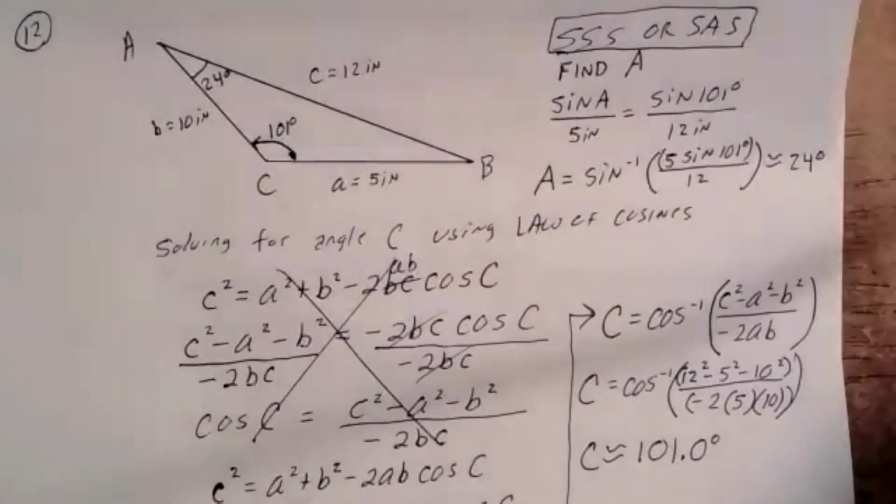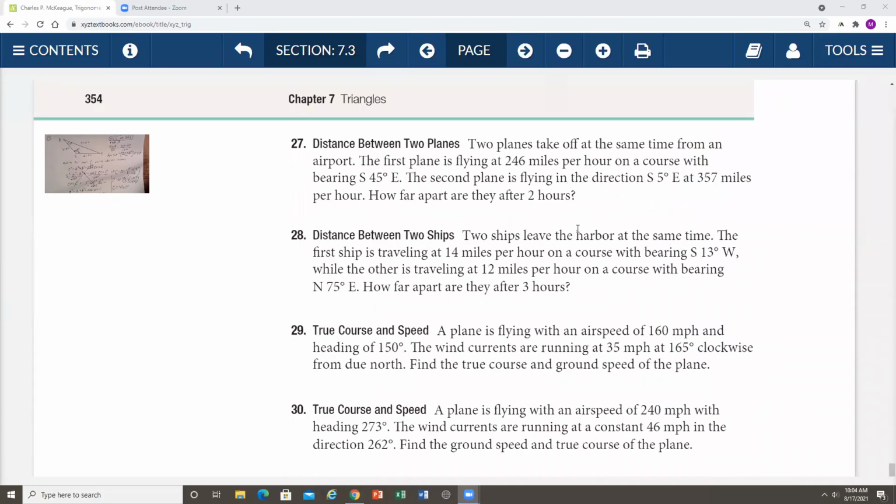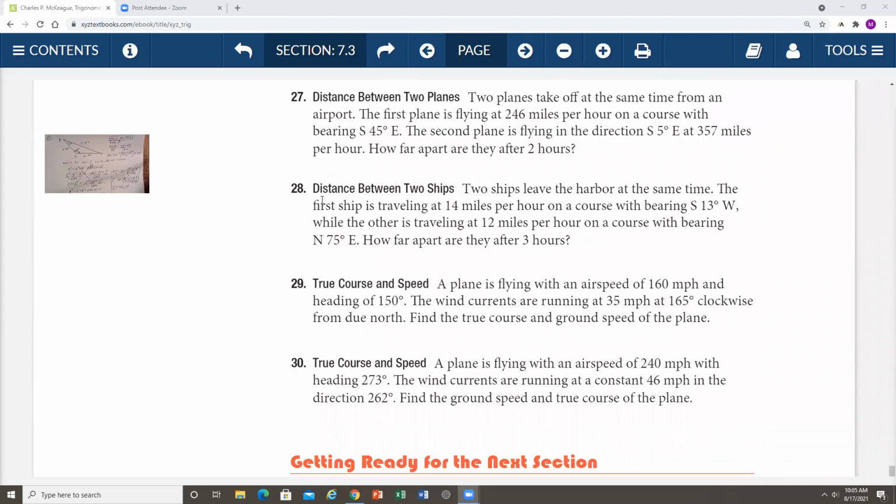Application problems. There's several in here. I wanted to do maybe one or two here, ladies and gentlemen. Number 28, distance between two ships. Two ships leave the harbor at the same time. The first ship is traveling at 14 miles per hour on a course with a bearing of 13 degrees west of south, while the other is traveling at 12 miles per hour on a course with a bearing of 75 degrees east of north. How far apart are the ships after 3 hours?